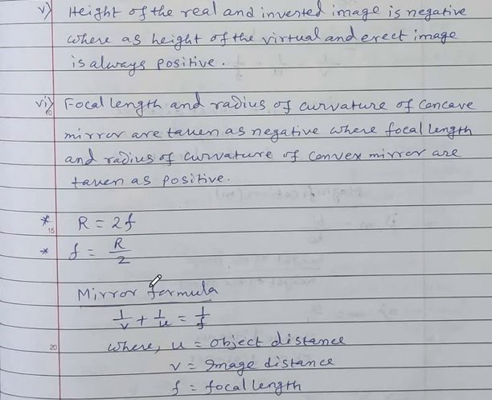Now the first formula which I have given here: r is equal to 2f, f is equal to r by 2. Radius of curvature will always be double the focal length, and focal length will always be half of the radius of curvature.